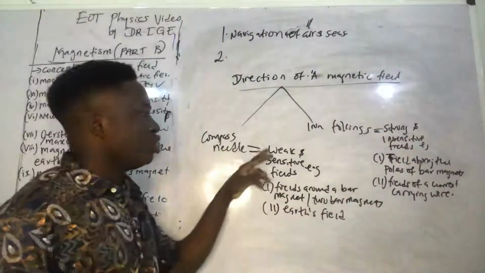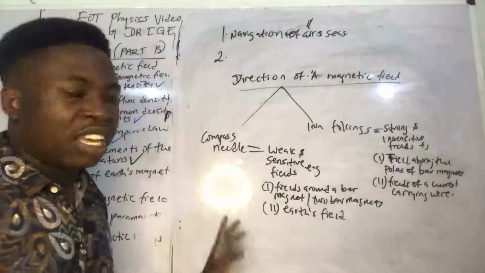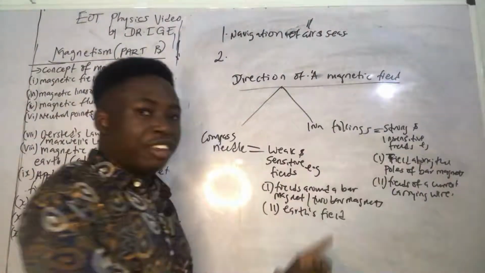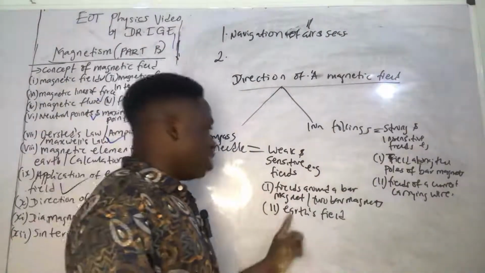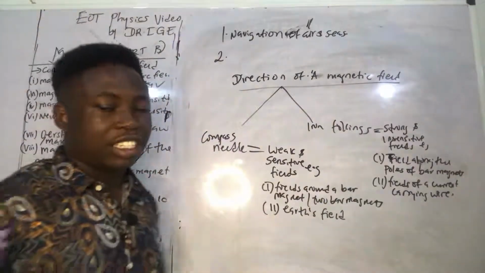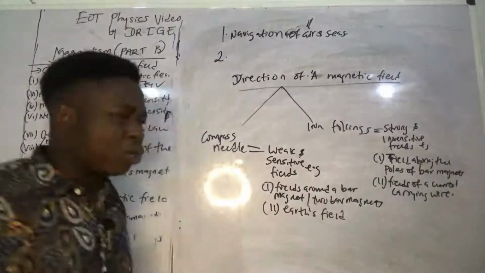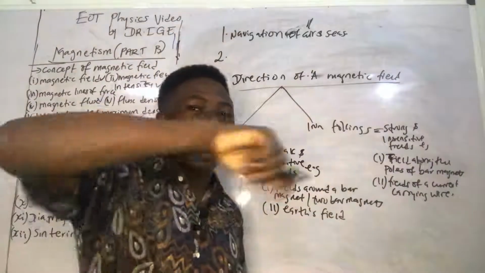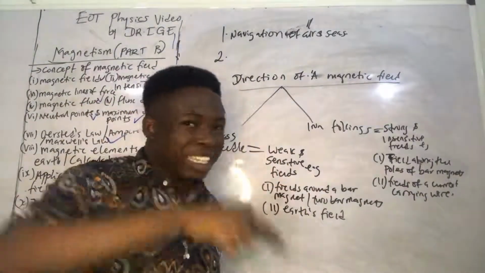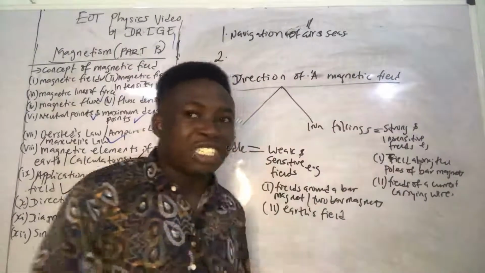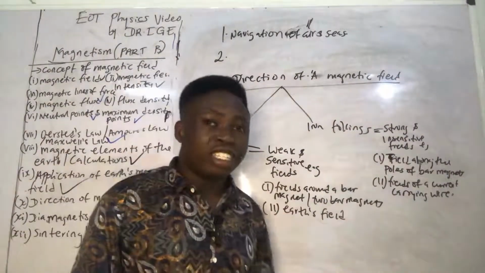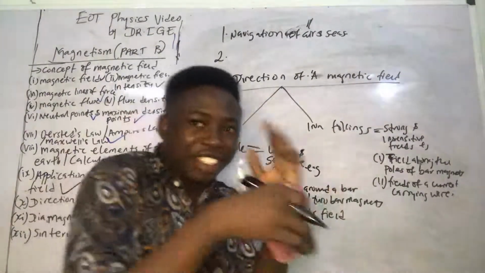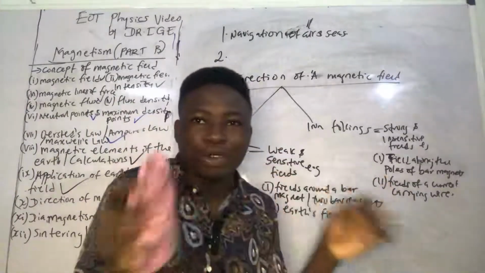Please take note that the compass is used for weak and sensitive fields, like the fields around a bar magnet or around the Earth. Please take note, you don't use a compass needle to measure the field at a magnetic pole. They have asked questions on it severally to test your knowledge.